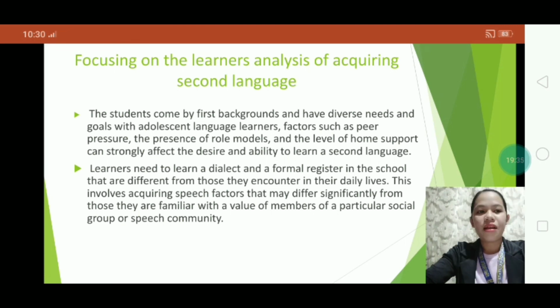I will end this presentation with this: everything in this world has a purpose, and learning a second language is one of them.